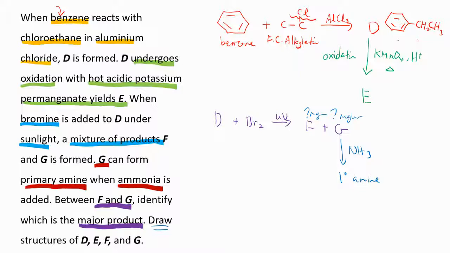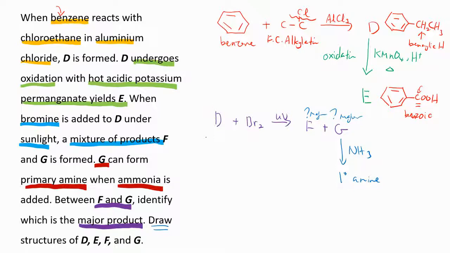Now when it undergoes oxidation, and remember there is at least one benzylic hydrogen, therefore it can undergo oxidation to form benzoic acid. Although here we have 2 carbons, the answer is benzoic acid. It is not 2 carbons there, it's still 1 carbon only. So we have solved D and E. Now let's go to solve F and G.